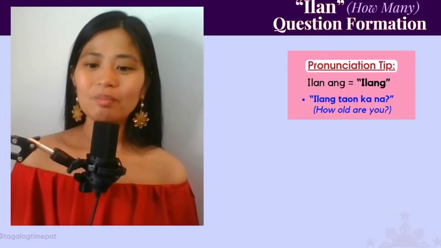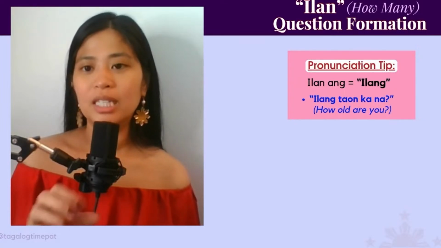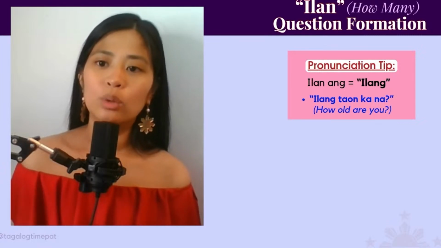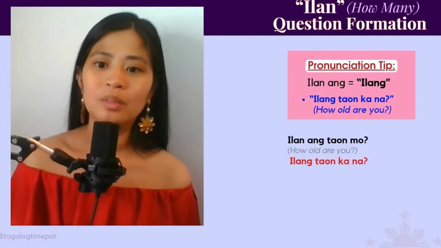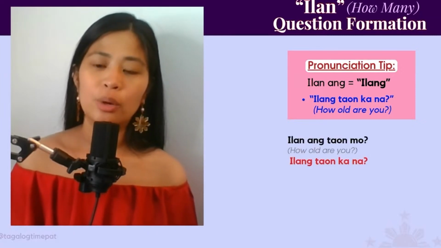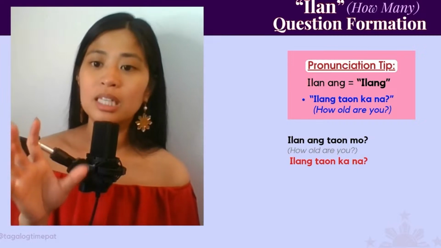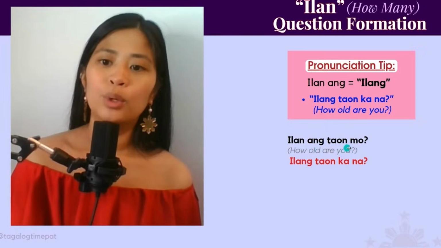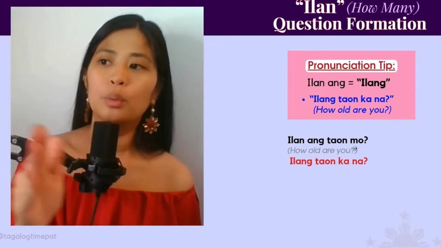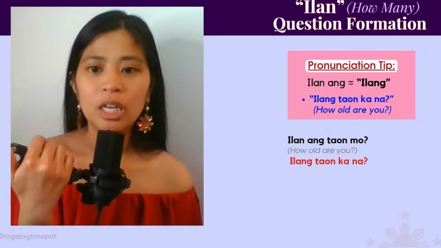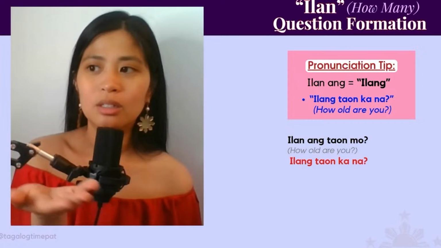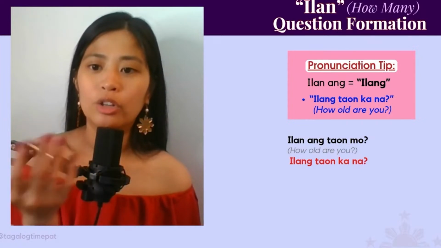Next. Just a pronunciation tip. When there's ilan ang, it's usually put together and it's ilang. Ilang taon ka na? How old are you? I will say when you make the contraction, though, it changes the sentence structure or the grammar. So, ilan ang taon mo? Technically, if we were following the sentence structure that we learned, it would be ilan ang taon mo? How many years do you have? How many years are you?